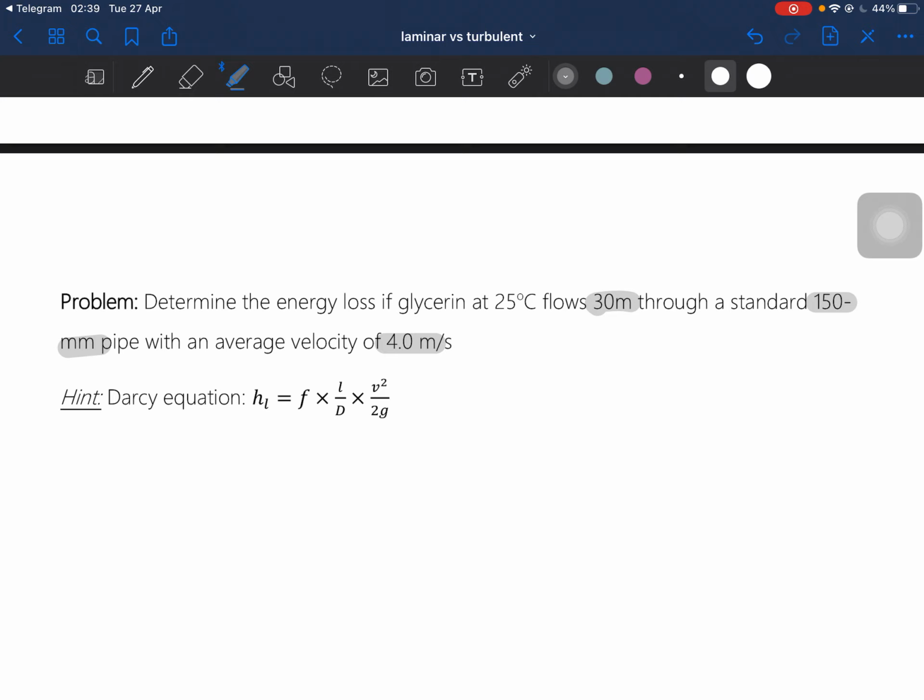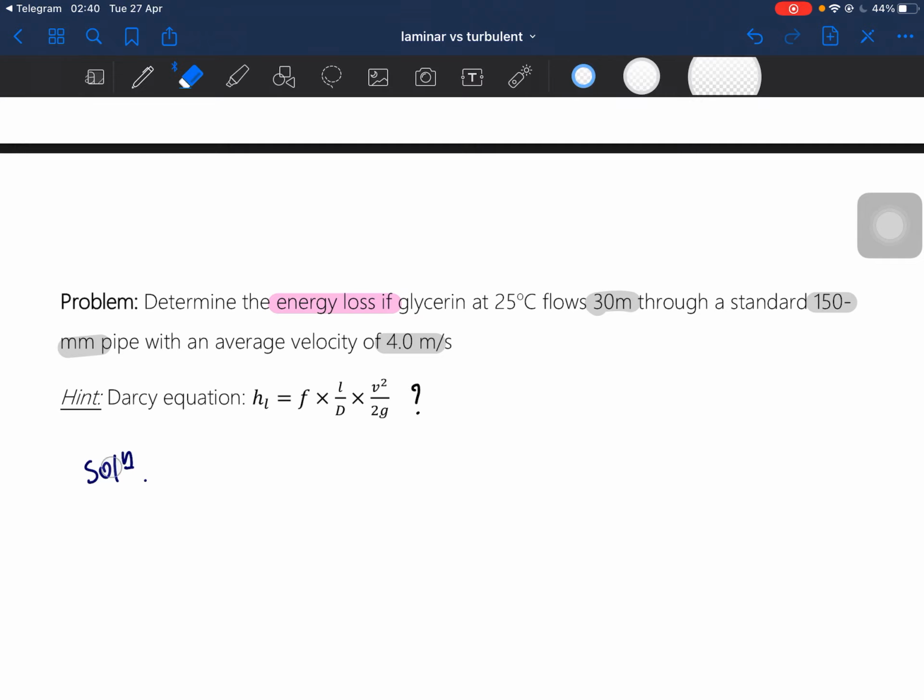So in this case, why is the Darcy equation here? The Darcy equation here is to find the energy loss, because the question here is not finding Reynolds number or anything else anymore. We're finding the energy loss. So now let's start with the solution. First of all, in order to find the energy loss, HL is the energy loss due to friction.